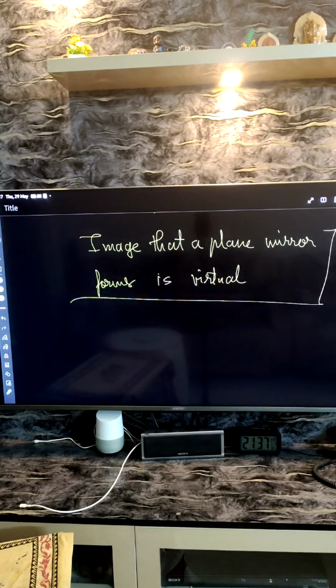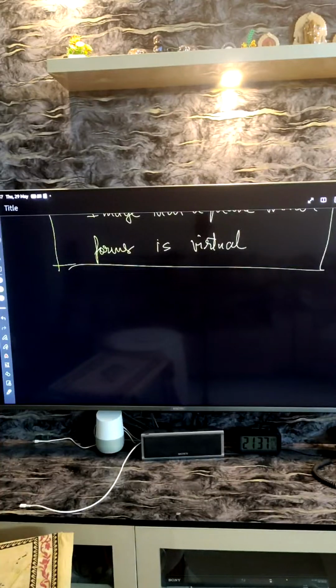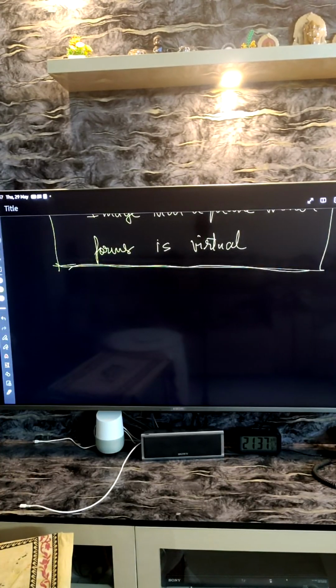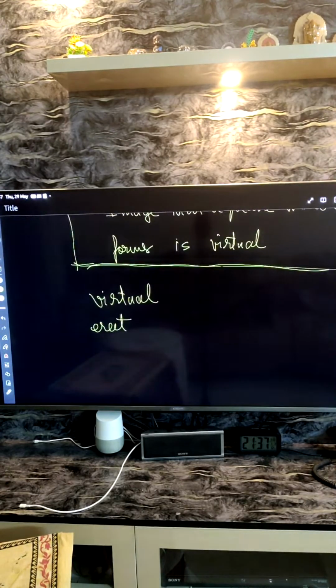So, the plane mirror always forms a virtual image, which means that it cannot be formed on a screen. So, let us look at the properties. The plane mirror also forms an image that is virtual, it's erect, it's of the same size as the object, and it is at the same distance behind the mirror as the object is in front of it.